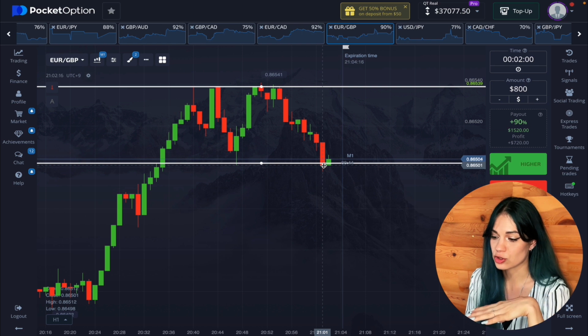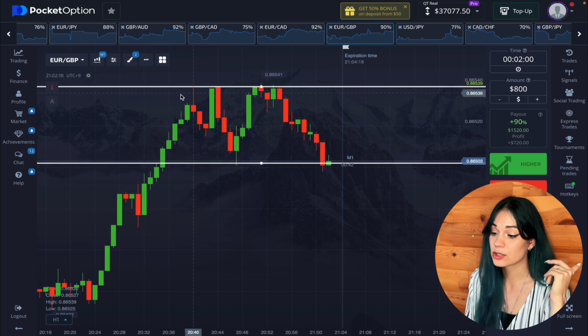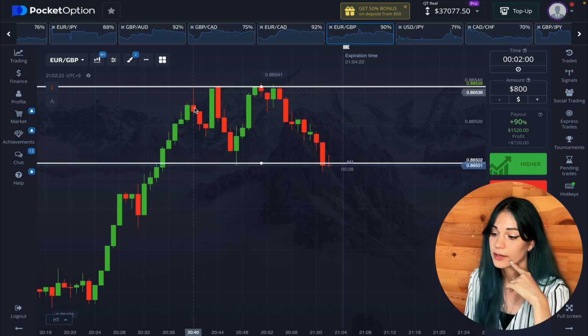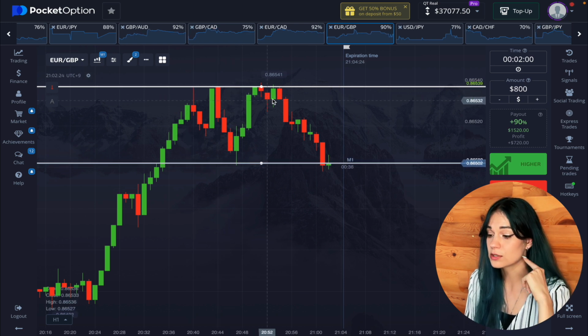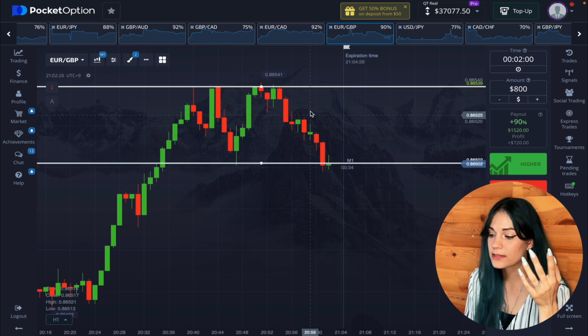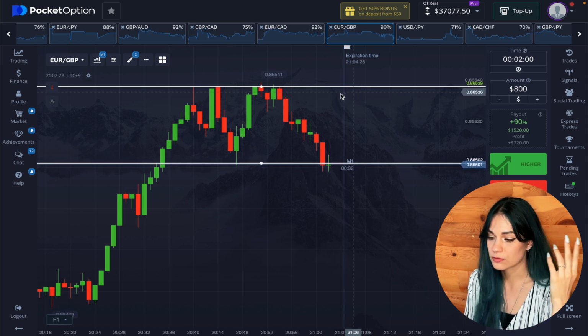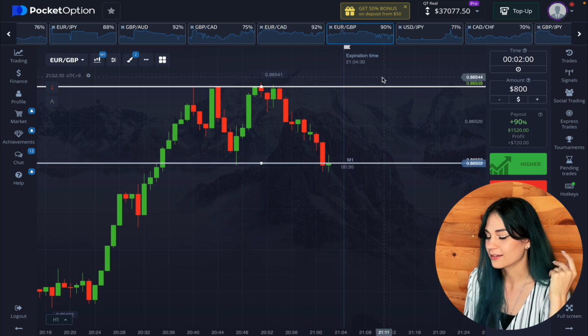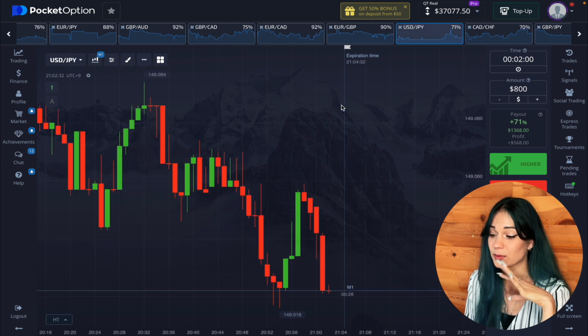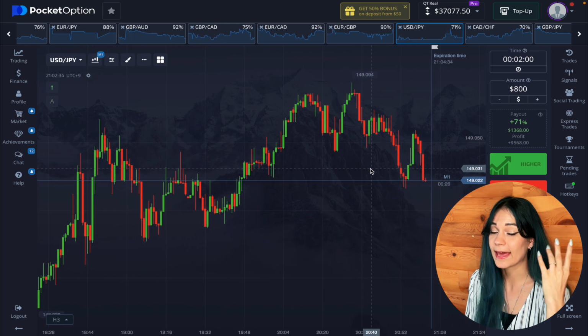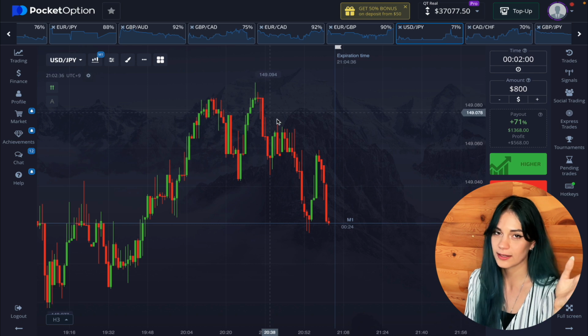I may change that line, but on top we actually have a really good resistance line, and the price is going according to the resistance line. If the price goes back to the resistance line, that means we're going to have a potentially good point where we can enter a deal. But for now, again, moving on.